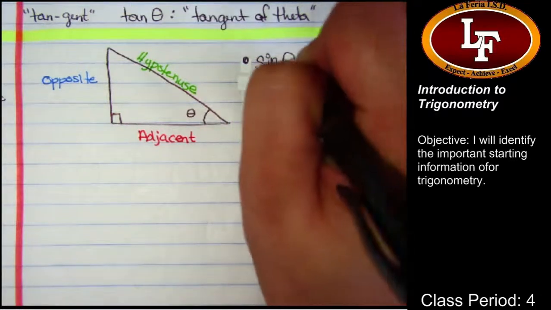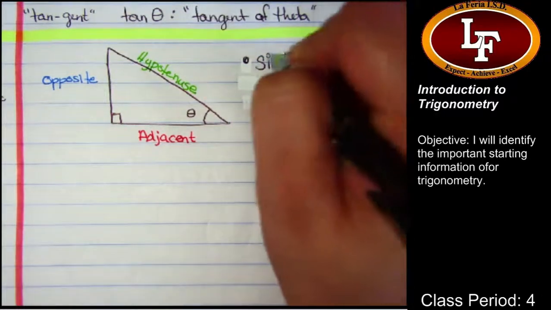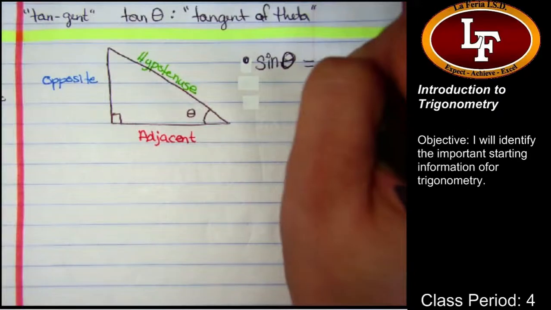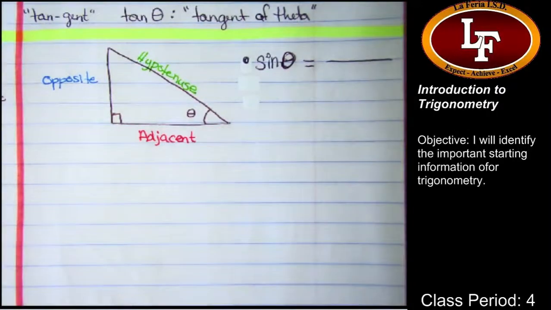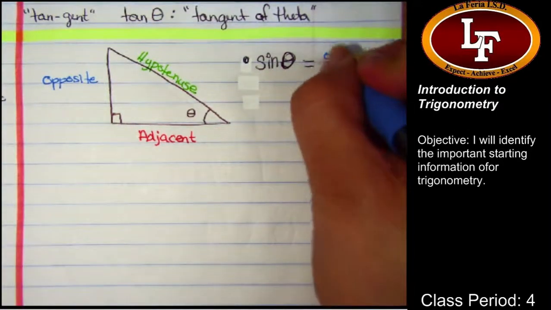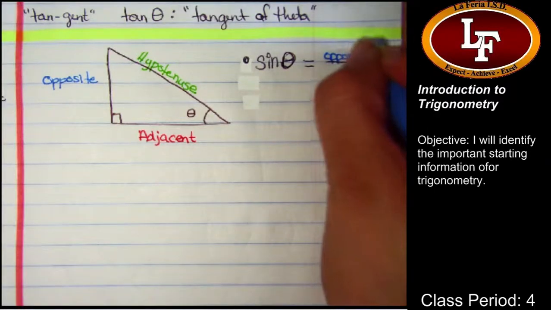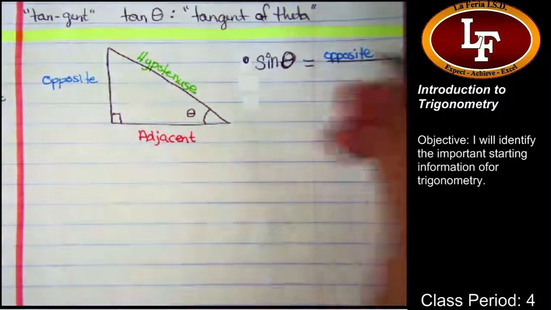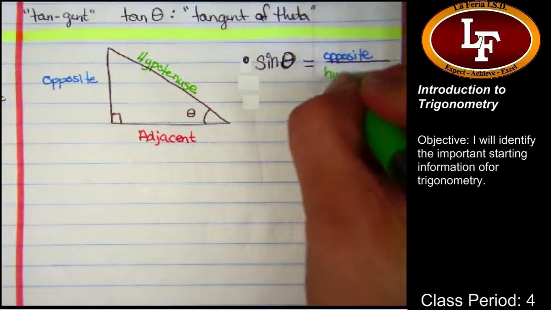All right, so the first one from above is our sine theta. Our sine theta is given by the ratio of the opposite side divided by the hypotenuse.